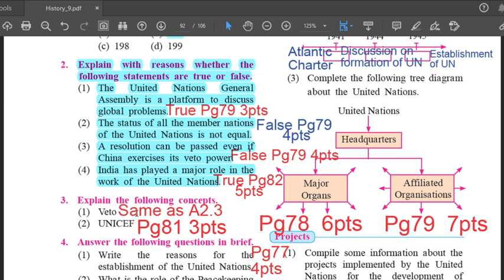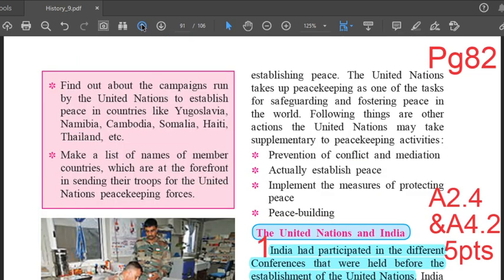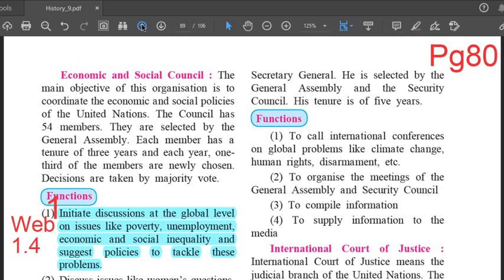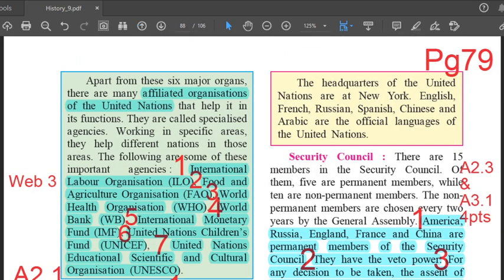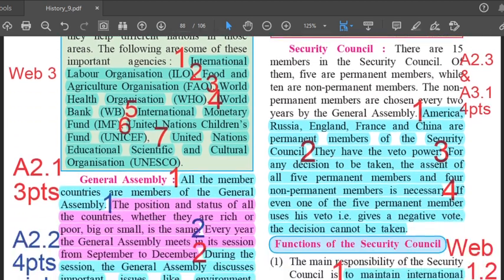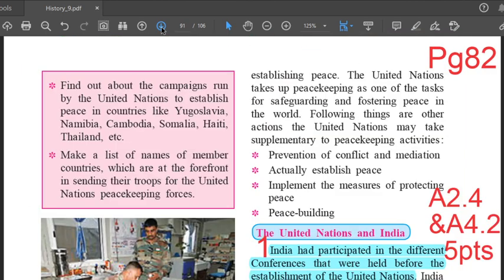Question number 3. Explain the concepts. The first one, veto. This answer is the same as answer 2.3. Here. Same 4 points. That is answer 2.3 and 3.1. It's the same. 4 points. Next question.